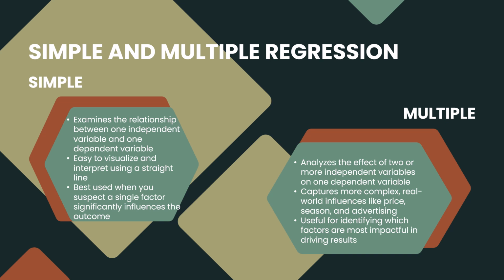So this is where multiple regression comes in. Multiple regression examines the effect of two or more predictors, like price, season, and competition on one outcome. It gives a much richer and more realistic picture, allowing us to understand what matters the most.